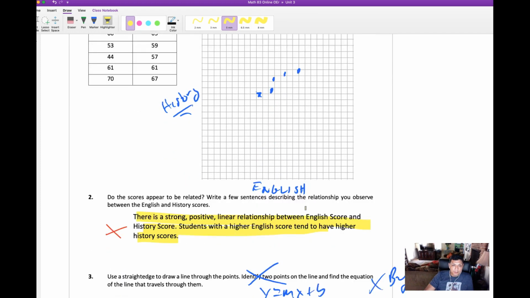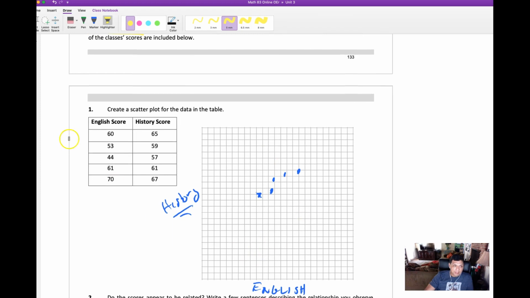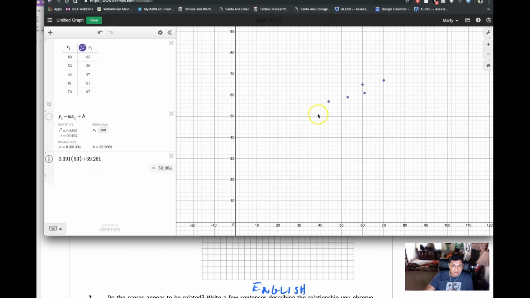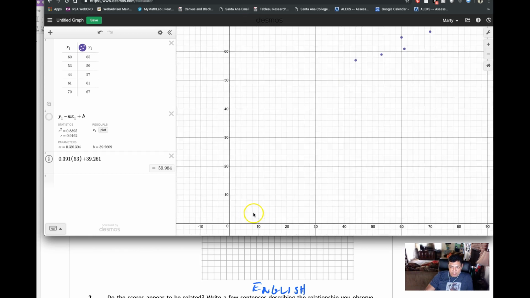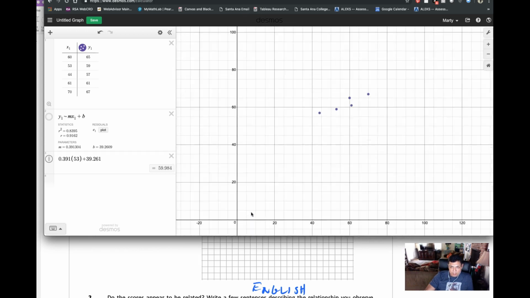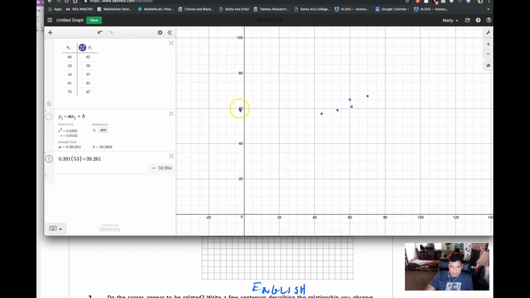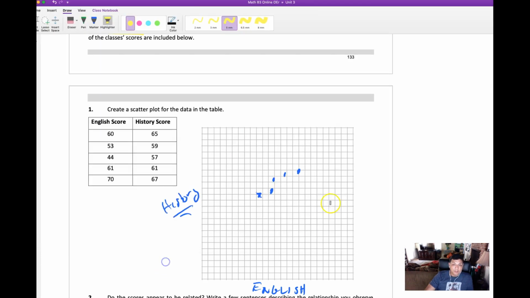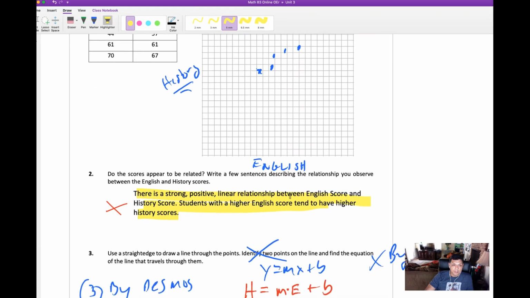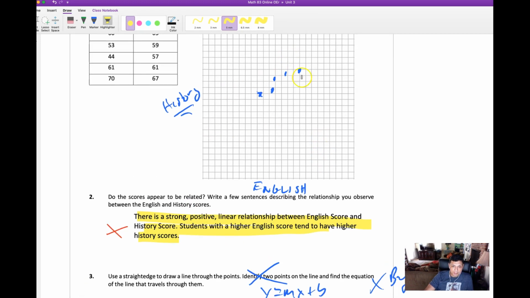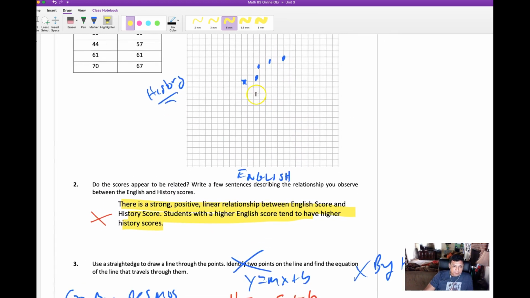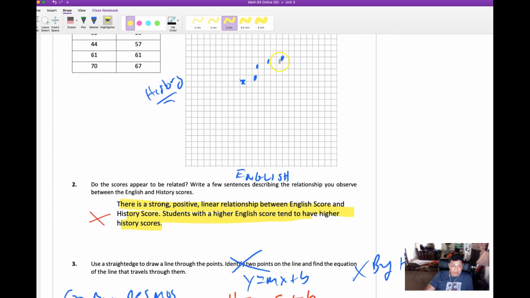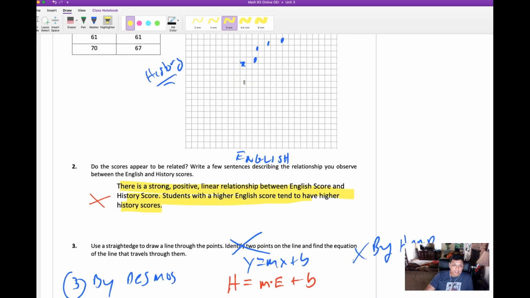And so you would then, after you have those plotted, ask yourself, is there a relationship between them? And it looks like as the English scores were increasing, their history scores also increase, which means that there's probably some relationship. And so how would we describe it in formal language? I would say there's a strong positive relationship between these variables, right? Students with higher English scores tend to have higher history scores, and that would be the relationship.